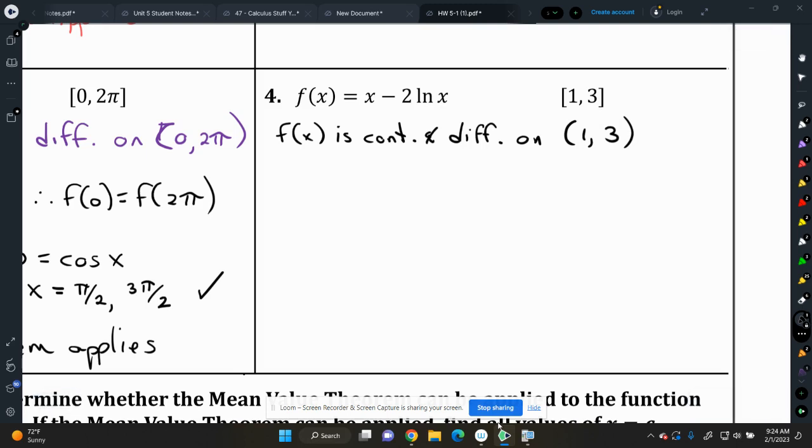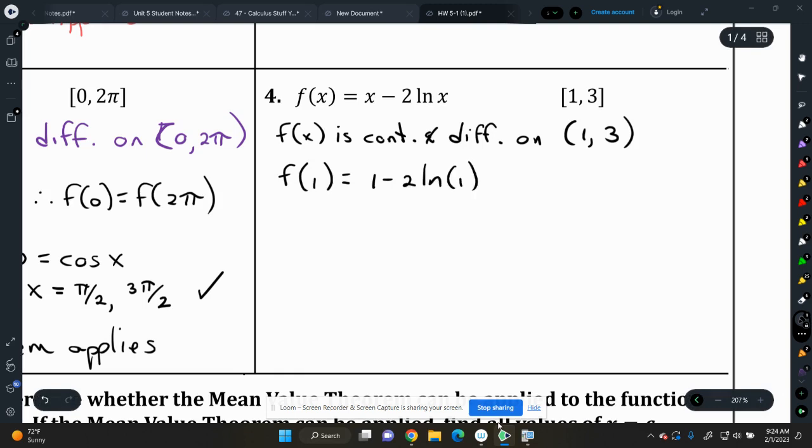Okay, what next? F of 1 equals 1 minus 2 natural log of 1. So that's 1 minus 2. What's the natural log of 1? 0. So this equals 1. F of 1 equals 1.